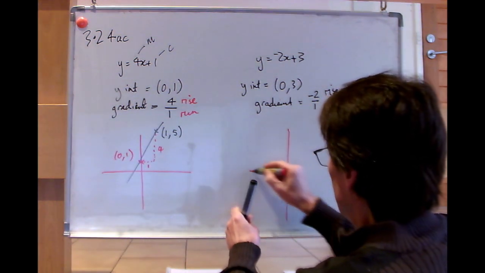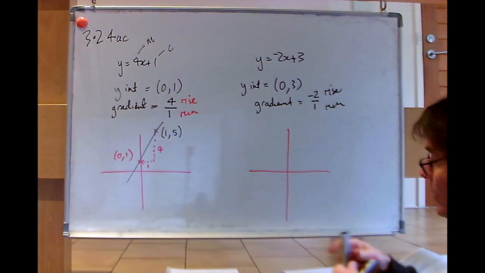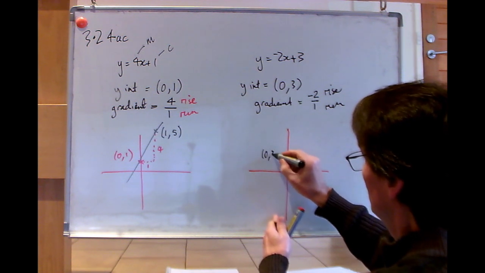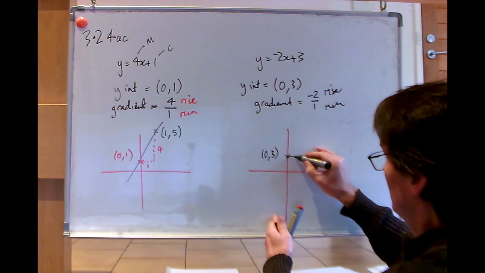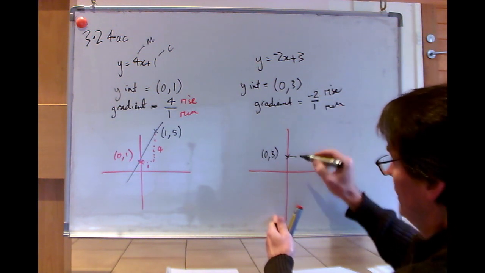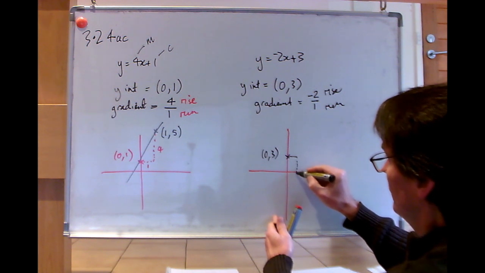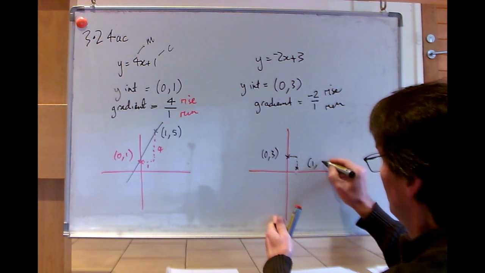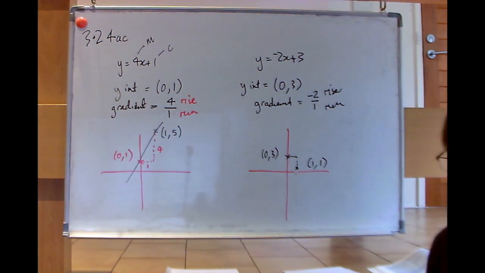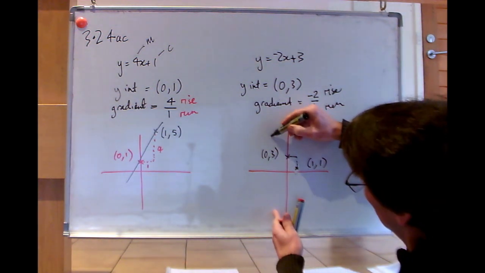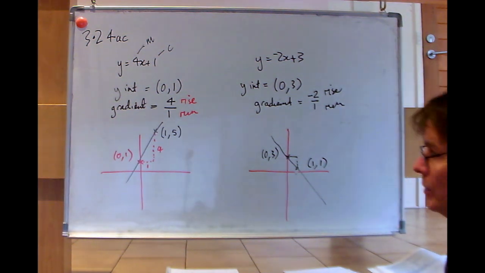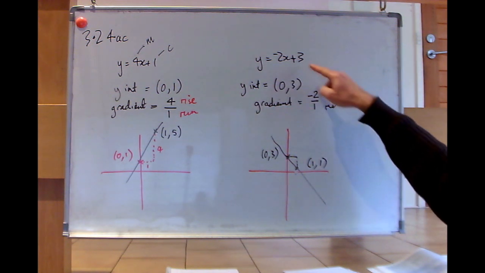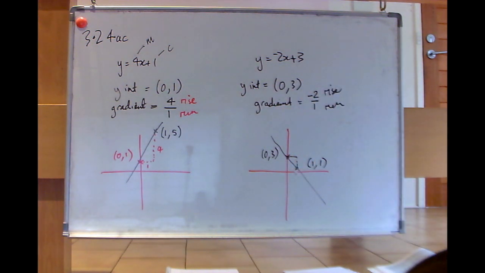Once I've got my two sets of values there, I can mark on my y-intercept at 0, 3, go across 1, and then this time it's a rise of -2, so I go down 2. So that's going to be the point 1, 1. Once I've got those two sketched, I can just double check. Negative gradient, it's going downhill, it's going through 3, we're all good.